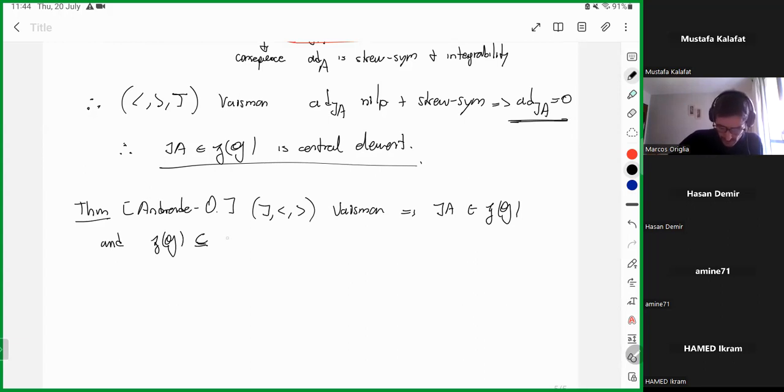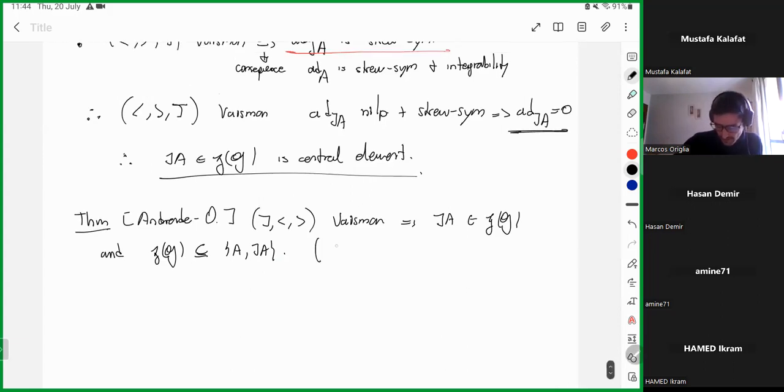And not only that, but also the other possibility, the other element in the center is just A. So JA is already in the center if you have a Weismann structure. And it could be that it's one dimensional, or if it is two dimensional, A is the other element in the center. So to prove this, we really use that it is a consequence of the fact that the kernel of theta has a Sasakian structure.